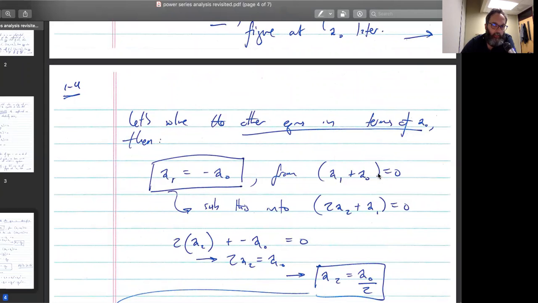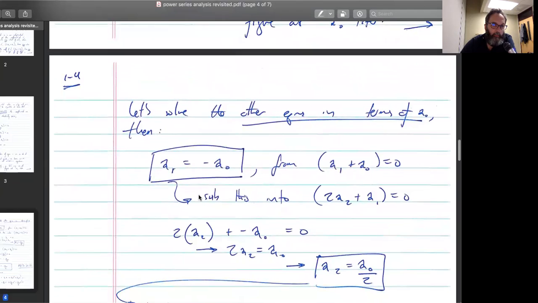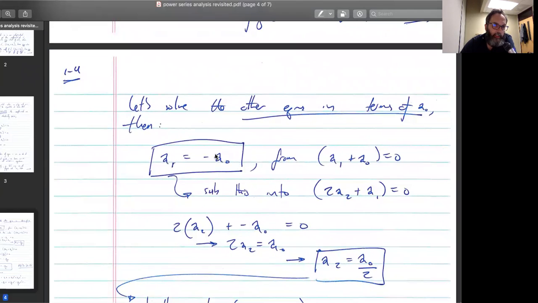So a1 plus a0 is equal to 0. That means a1 is equal to negative a0. All right, well, we now have a value for a1. We don't know what a0 is. We'll worry about it later. We'll figure out a0 later. We'll keep it as just the variable name a0. But now we know a1 in terms of a0.